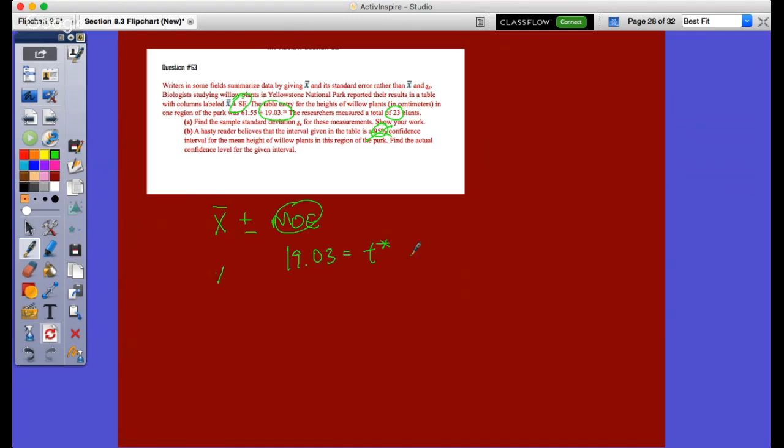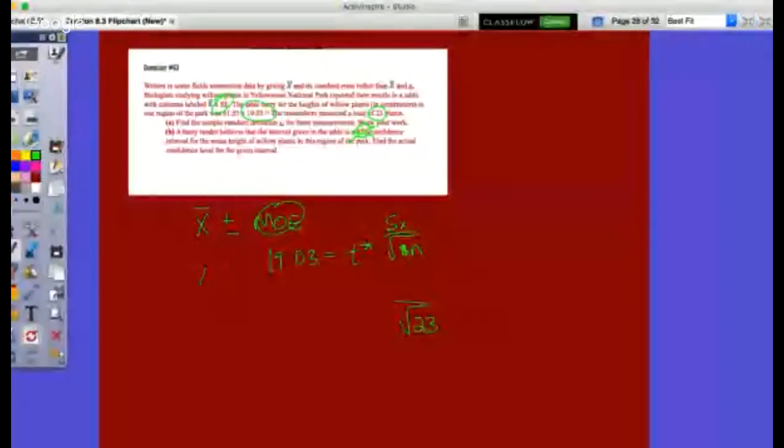X bar, so T star multiplied by the square root of, times S of X over square root of N. Square root of N is 23. S of X is, I think you actually had to sample standard deviation with these measurements. How did we get that? I did that earlier. Did they give us a table over here? Let's see.